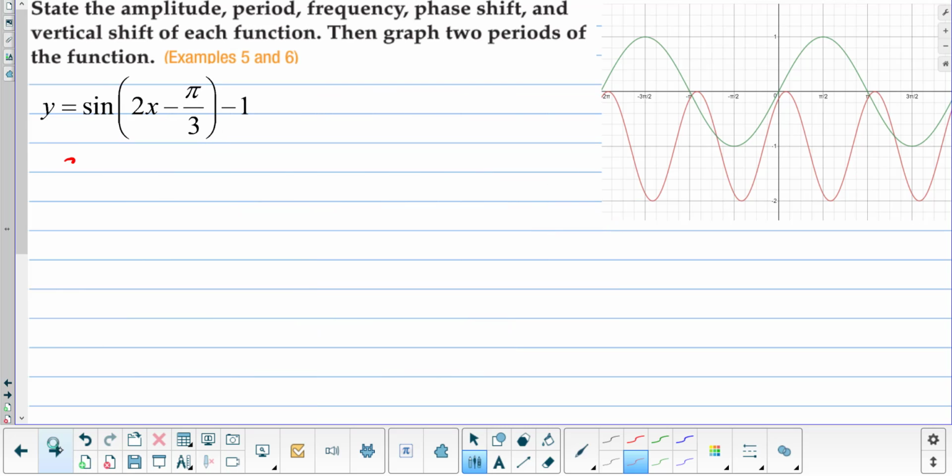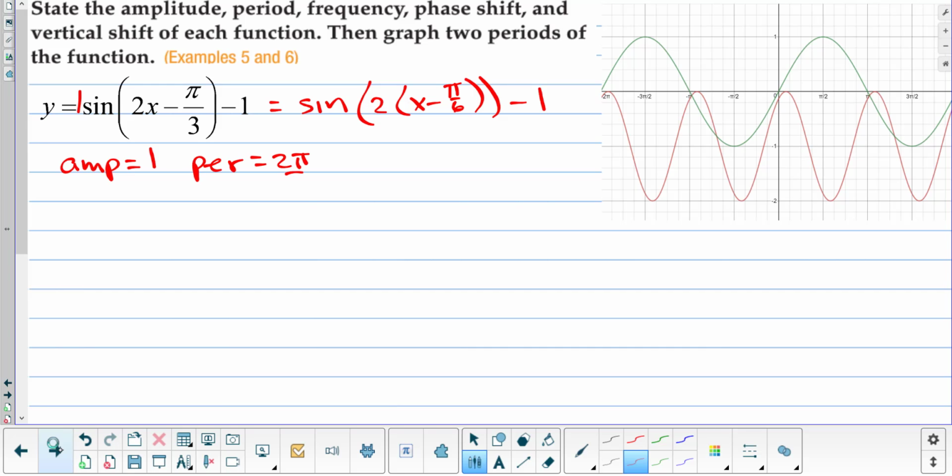Same instructions. We have the amplitude is 1. There's a 1 out front here. We probably should factor out the 2, and we get x minus pi over 6, and then minus 1. So amplitude is 1, period is 2 pi over 2, which is pi, and then frequency is 1 over pi. Phase shift is pi over 6, and vertical shift is down 1.